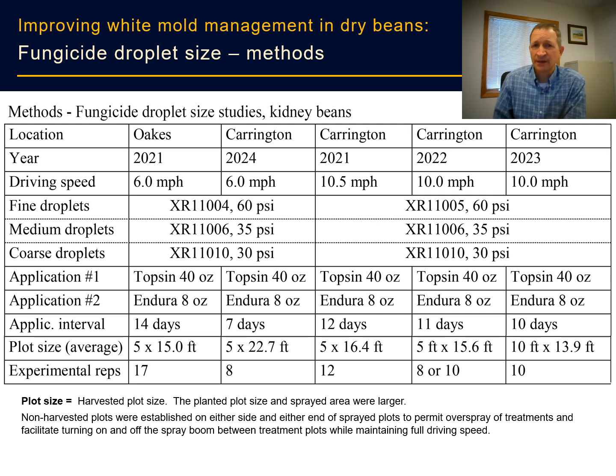A little more detail on our methods. This chart shows which studies were conducted at a 6 mile an hour driving speed versus 10 versus 10.5 miles an hour. In which studies we used the XR11004 nozzles versus XR11005s for the fine droplets. It also shows the fungicides that we applied. In this case, we always applied Topsin at 40 fluid ounces as our first application, followed by Endura at 8 ounces. The interval between those applications depended on the study, and the number of experimental replicates depended on the study.